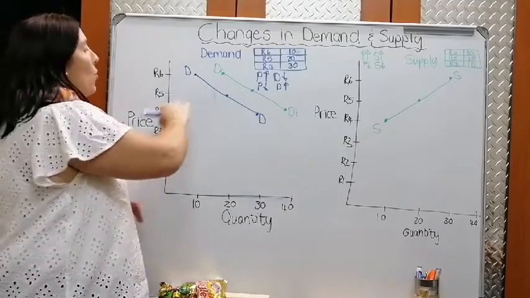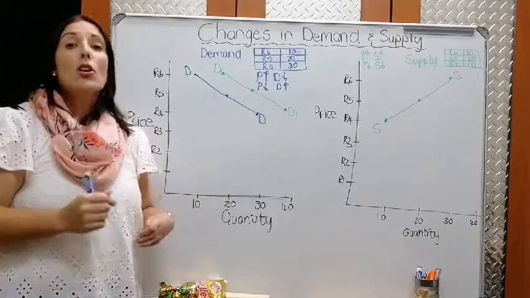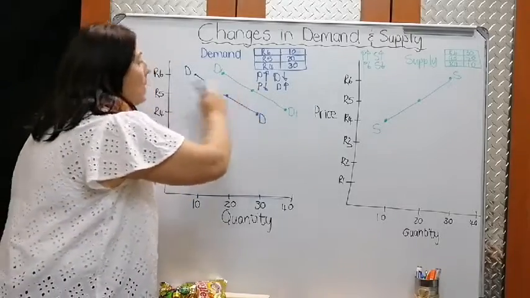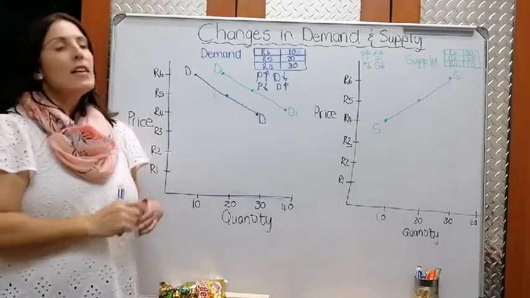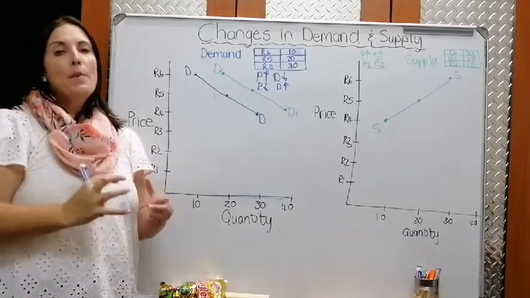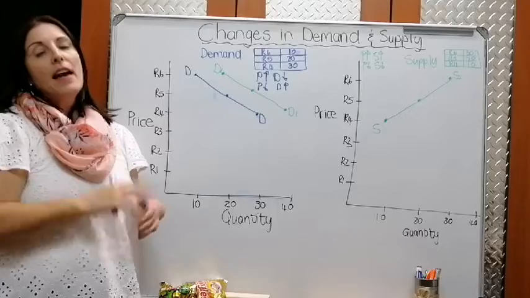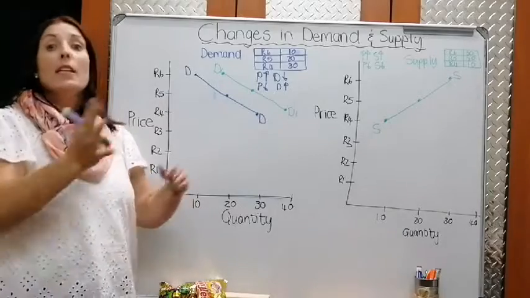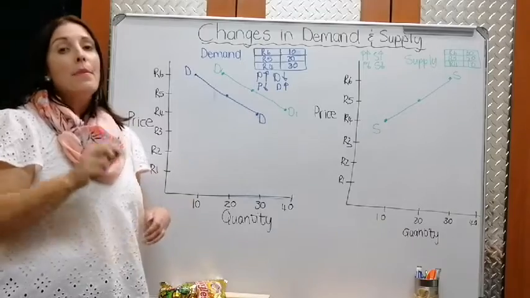If the price was 5 rand, but because of more income, more advertising, and lots of other factors, more people are now demanding the product at that specific price. So that is a shift to the right of the graph, meaning more people demand the product at that specific price as a result of changing income, more income.